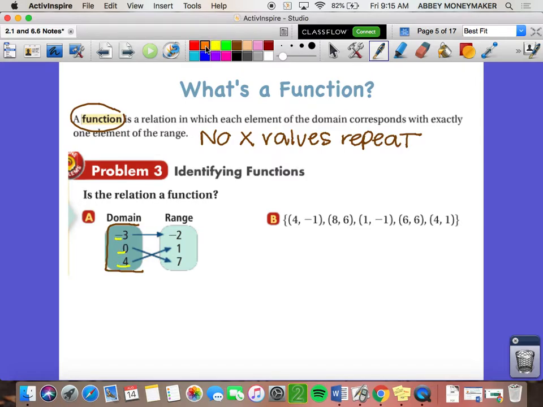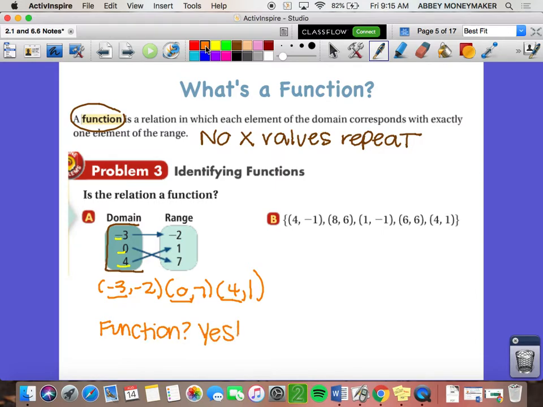If I were to list these out as ordered pairs, I would say that's -3, -2, 0, 7, and then 4, 1. Do I have any x values that are repeating? No. So is the relation a function? Is this relation a function? Yes, because no x values repeated.